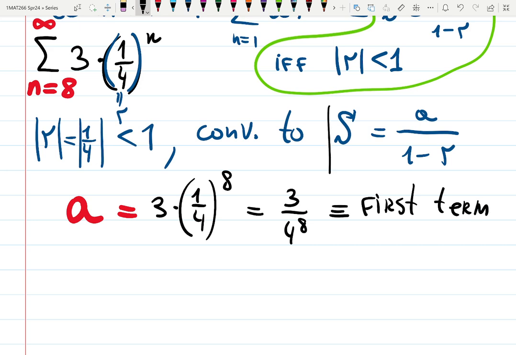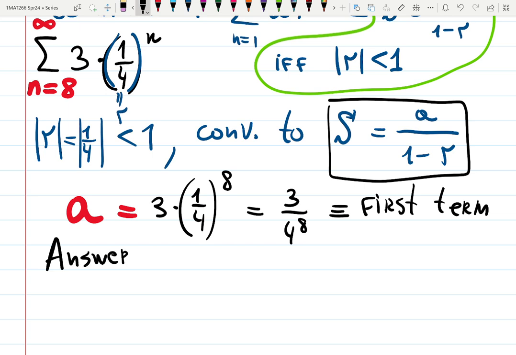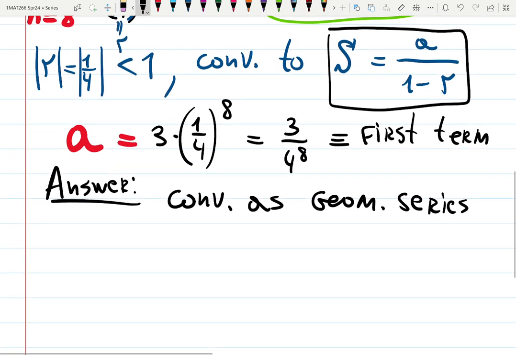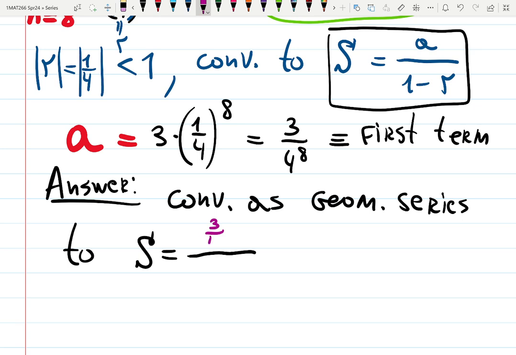Now, put this in the box if you want. So that's the formula you need to know. The answer: it converges as a geometric series to capital S, which is a sum. That's why it's a capital S. Then A is 3 over 4 to the 8, and then it's 1 minus 1/4. And you can simplify that somehow.